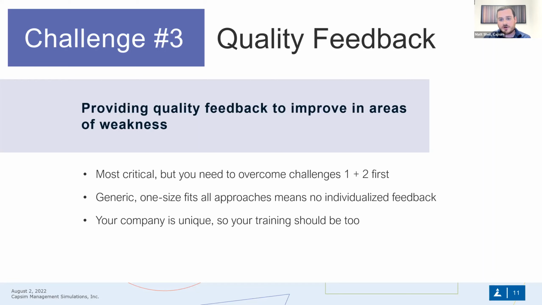And while there's plenty of training assessment tools out there, with several that provide really great data, a lot of companies fall short by picking a solution that takes a little bit more of a generic one-size-fits-all approach without that individualized feedback component. And the reason I stress this is because it's critical, because your company is unique. Therefore, the skills and competencies that matter to you are unique. And therefore, your training should be as well.